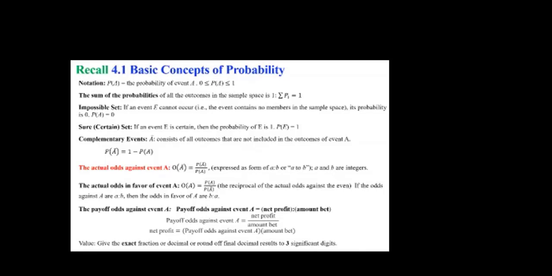Odds against an event A is defined as P of A naught over P of A. And the actual odds in favor of event A is the reciprocal of that, which gives rise to the definition of a payoff odds and the net profit. Net profit is defined as payoff odds against event A times the amount of bet.